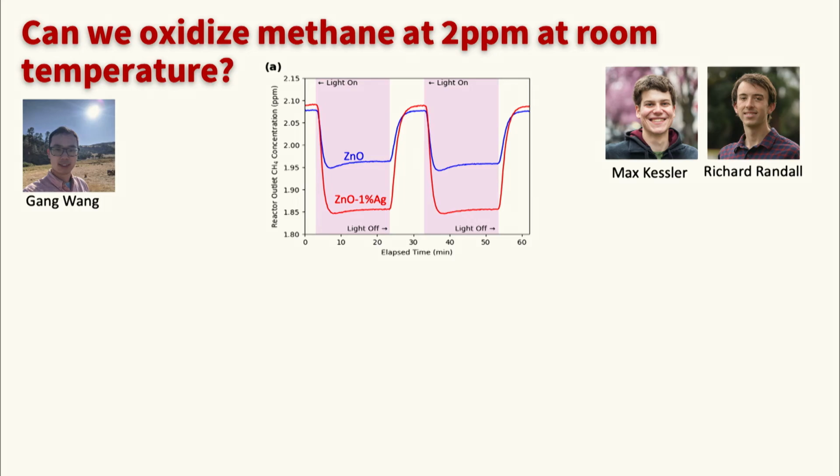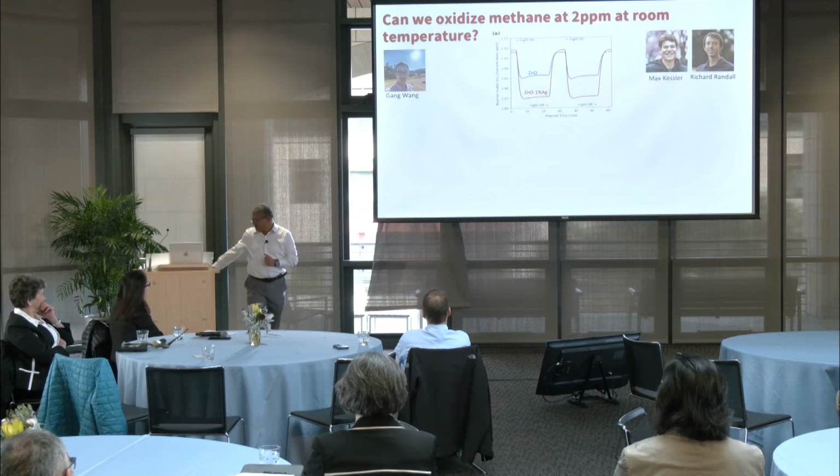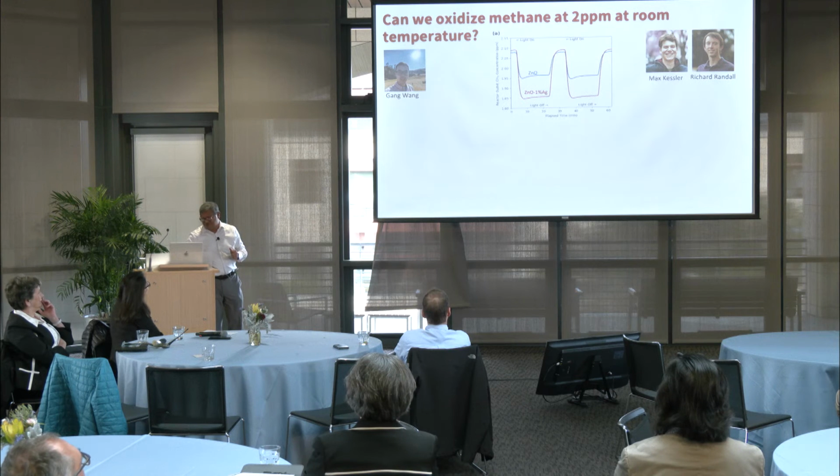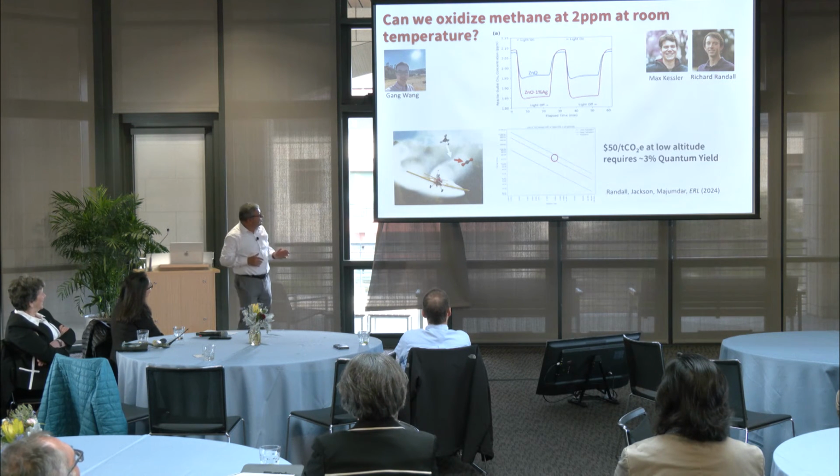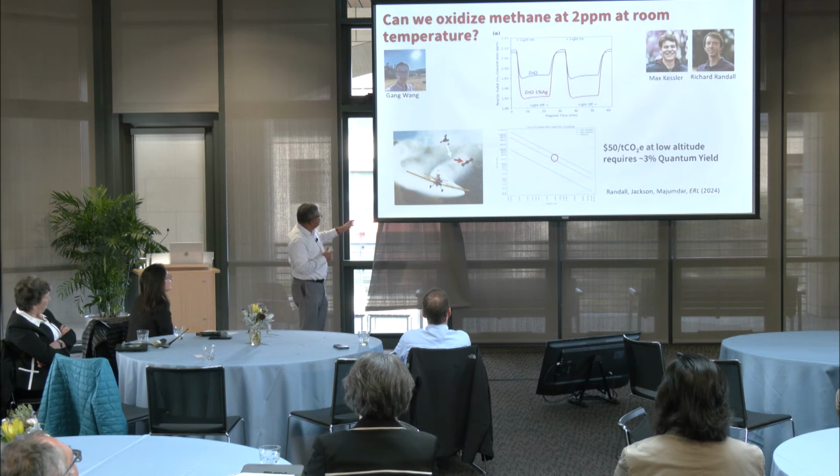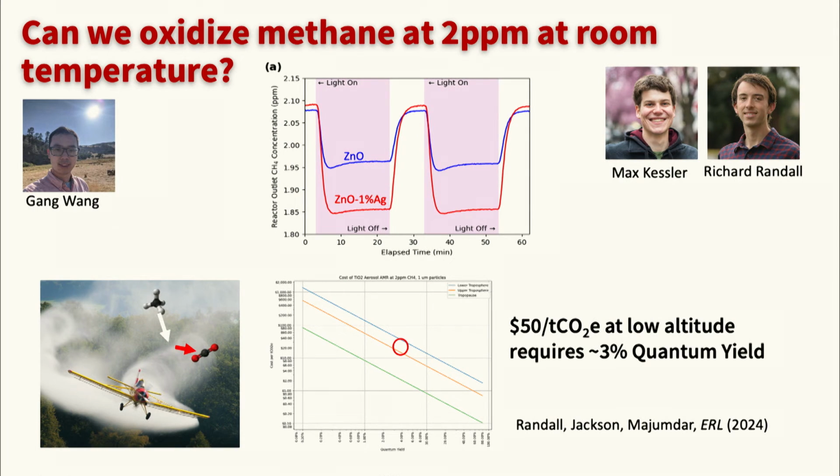And the idea is that if you could figure out how to do this, you can then throw some particles out there and actually oxidize methane, whether it is a natural gas leakage that is happening, or a wetland, or maybe in the atmosphere. So Richard Randall, not Richard Kessler, Richard Randall did this study with Rob Jackson and me to see if you were to do crop dusting and throw these particles, how much would it cost and what are the scientific targets for the performance of this? And he said that you can get to about $50 a ton of CO2 equivalent if you can get to 3% quantum yield.